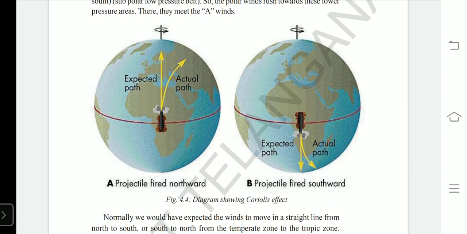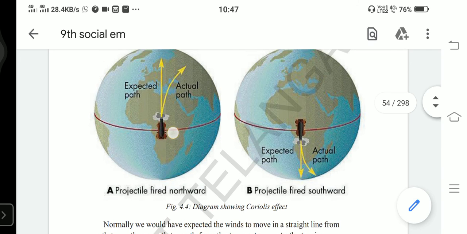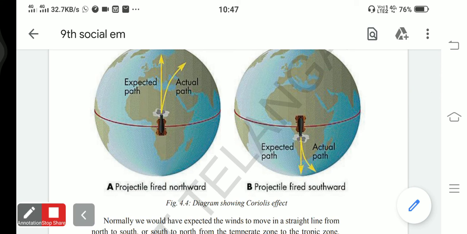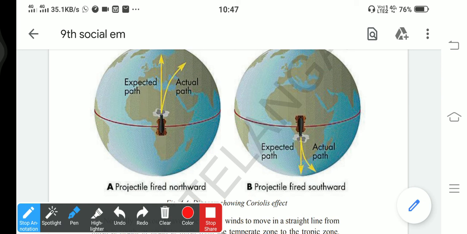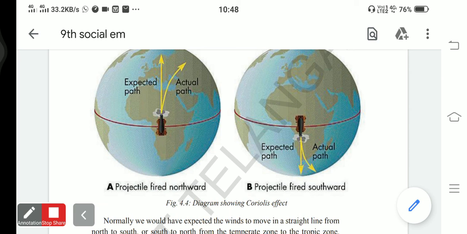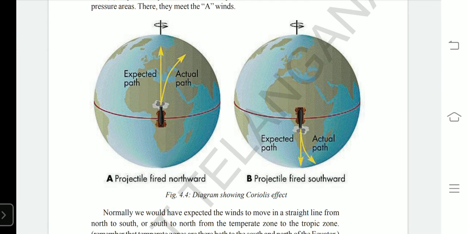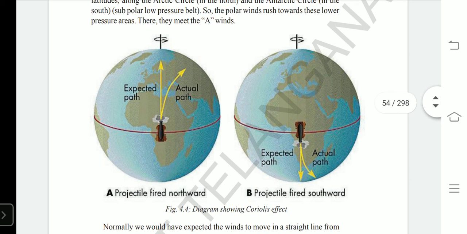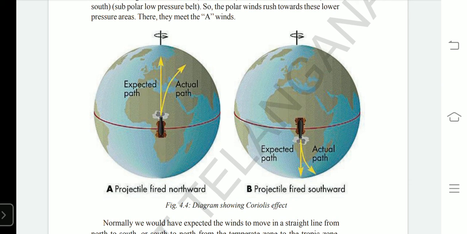Look at this. What do you see here? This is the actual path of the wind, dear student. This is the actual path. And we expected that the wind should blow straight towards the north. Understand? But what happened here? It is bent. That is, it bends towards the right side in the northern hemisphere, and in the southern hemisphere, it bends towards the left side. So what I want to say is, because of the Coriolis effect, the winds which are expected to move in a straight line will bend to the right side in the northern hemisphere and the left side in the southern hemisphere.